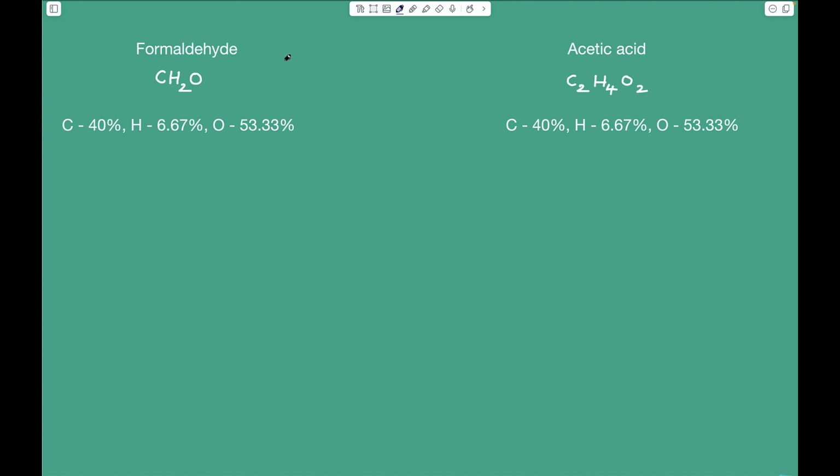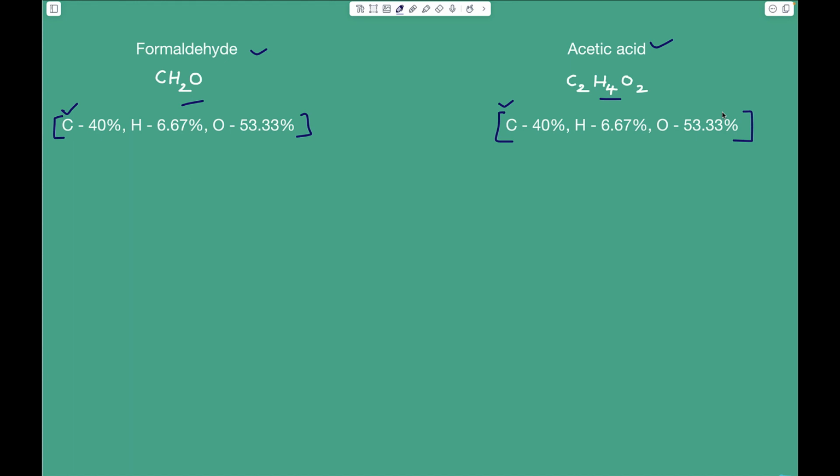In the last two videos on percentage composition, we have calculated the percentage compositions of formaldehyde and acetic acid given their molecular formulas. And if you paid attention, you would have noticed that these two compounds have exactly the same percentage composition, though they are two entirely different compounds.